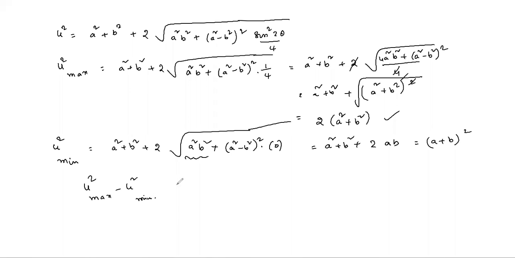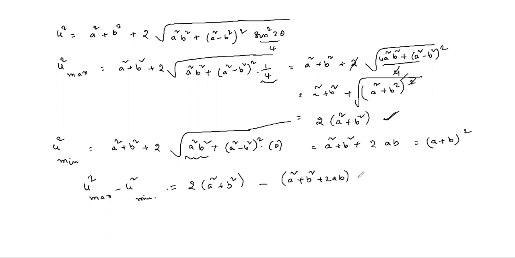What is the square of the maximum minus the square of the minimum? The maximum value is 2 into a square plus b square. Minimum value, a square plus b square plus 2ab. Difference: 2 into a square plus b square minus a square plus b square plus 2ab.